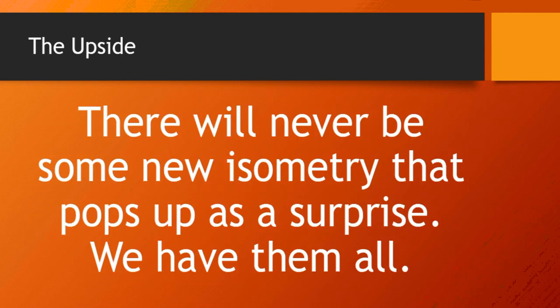But the upside for us is that there will never, ever be some new isometry that somebody discovers on some campus somewhere and shares with the world. We have proven that there cannot be another isometry that isn't one of the ones we have already described. We have them all. And that's somewhat comforting to know. So reflections are all you need. They do everything you need them to do. We can put them together in creative ways to get all the results we want.